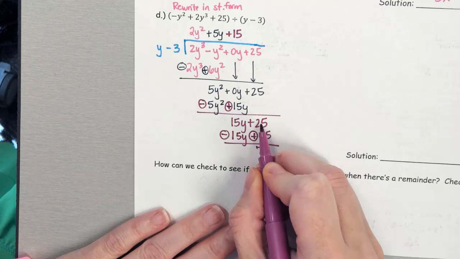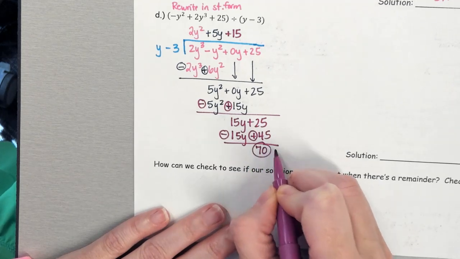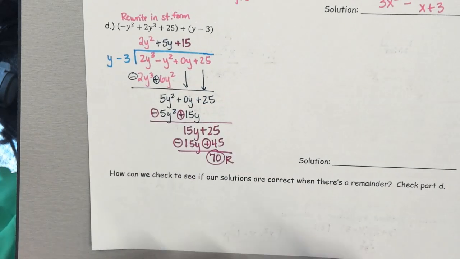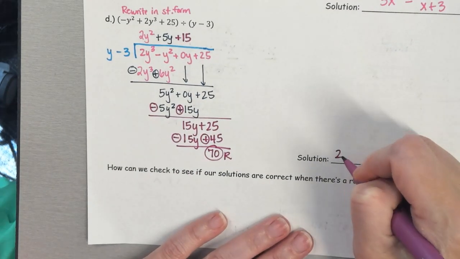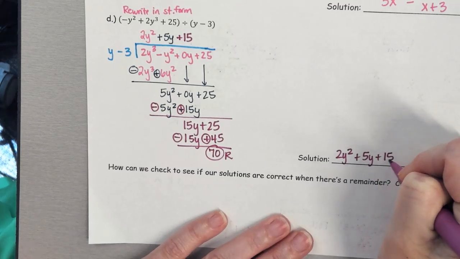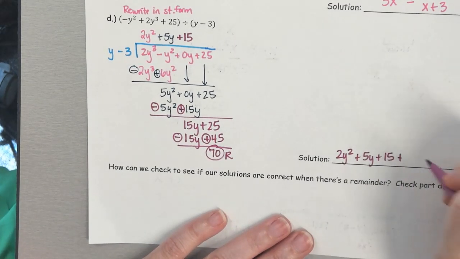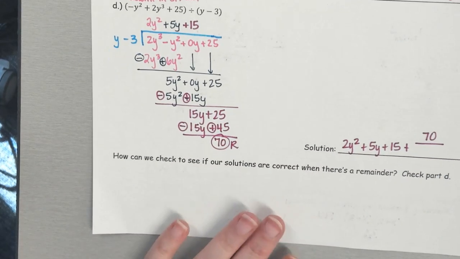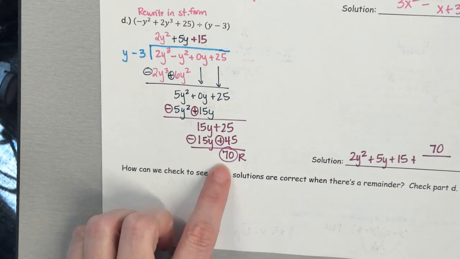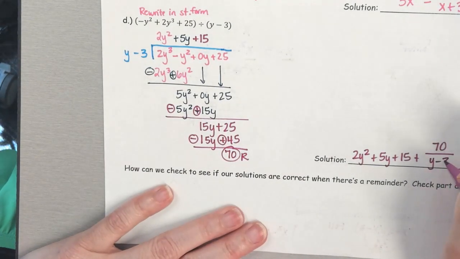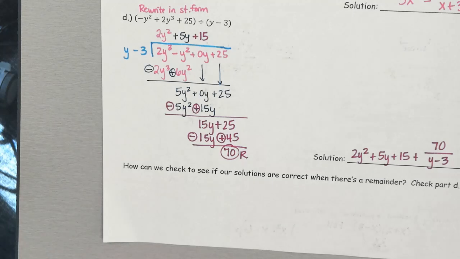So this would be 50, 15, 20, 70. That's your remainder. So now your degree is 0, which is less than that. So you're going to have 2y squared plus 5y plus 15 plus your remainder is 70. That always goes over your divisor. So we finally had a positive remainder, so we can use our plus. And then it's going to be over y minus 3.